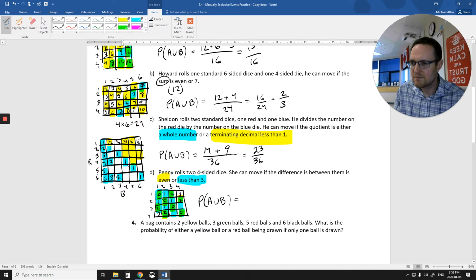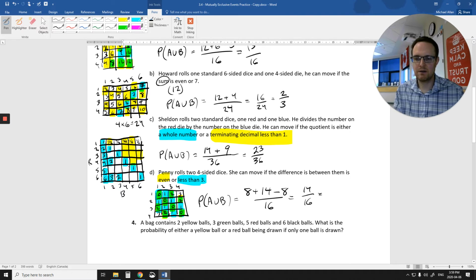What do we have? Of the even ones, 1, 2, 3, 4, 5, 6, 7, 8. There's 8 of them. Of the odd, less than 3, sorry, 1, 2, 3, 4, 5, 6, 7, 8, 9, 10, 11, 12, 13, 14. There's 14 of those. And there are 8 in common. And there's 16 in my sample space. So it's 14 over 16, just because there's only 2 numbers there that are not. So 7 out of 8 chances it's going to work. There you go.